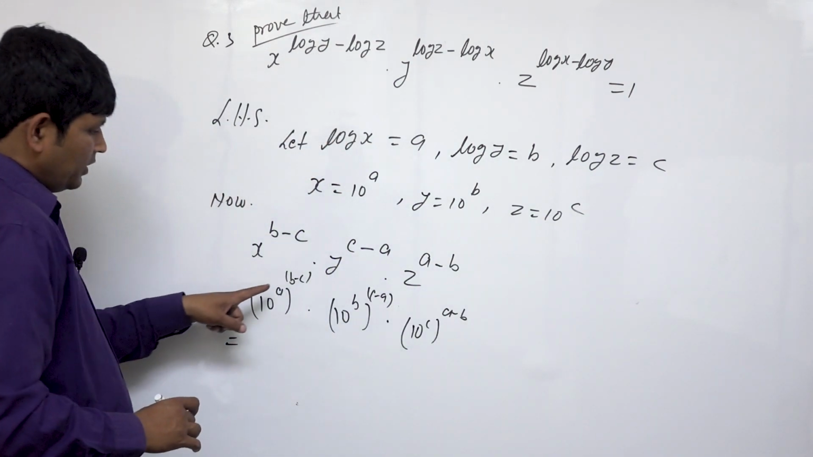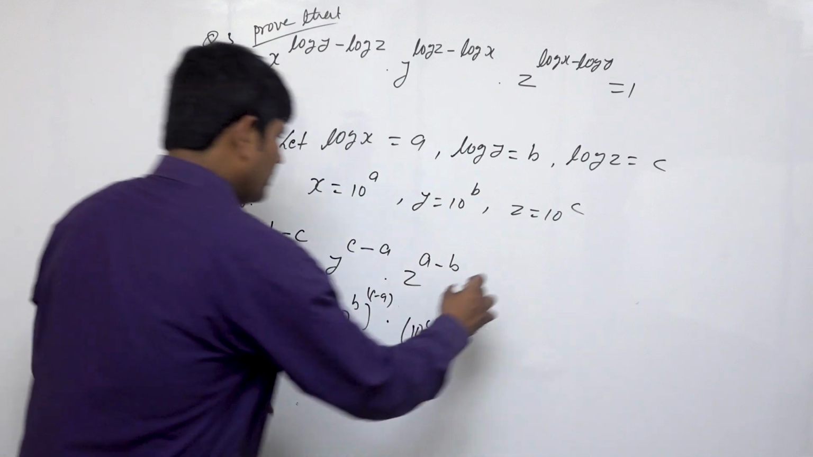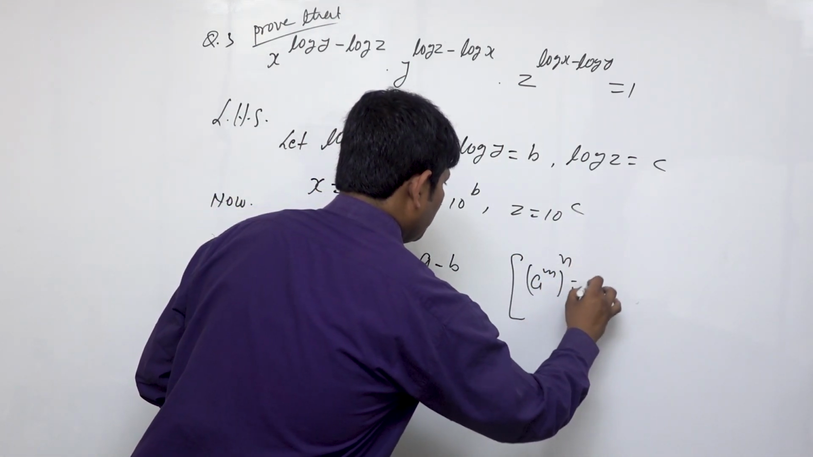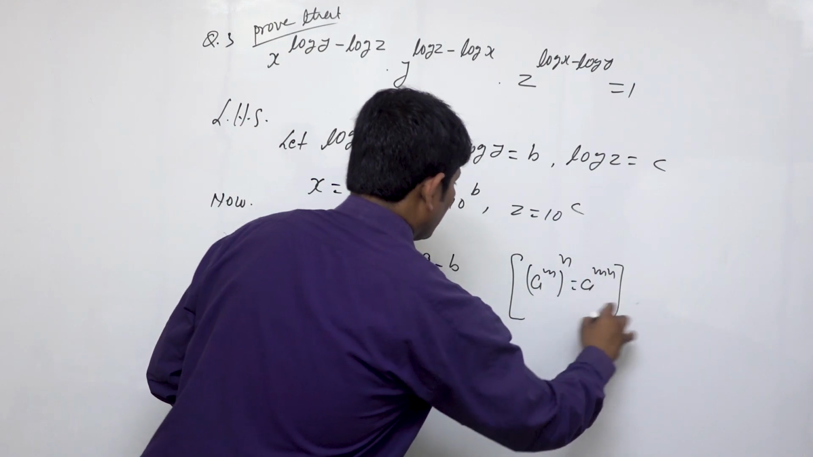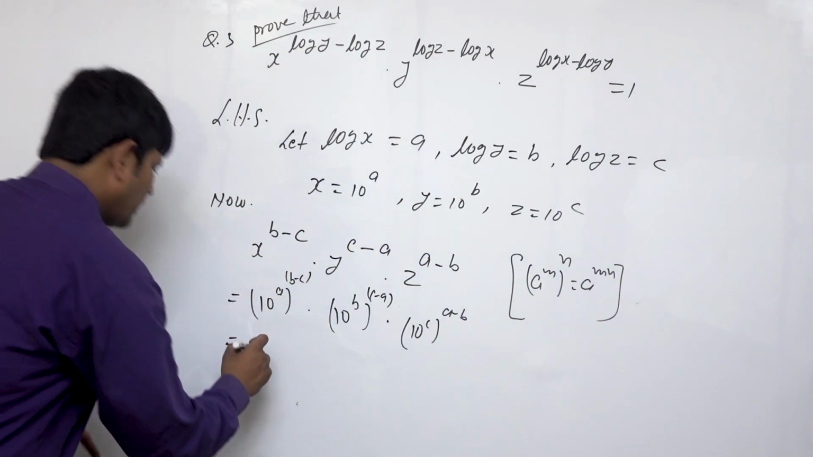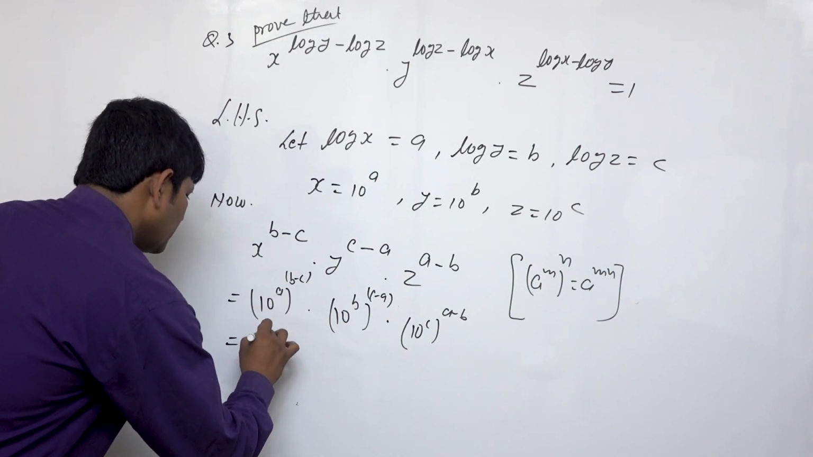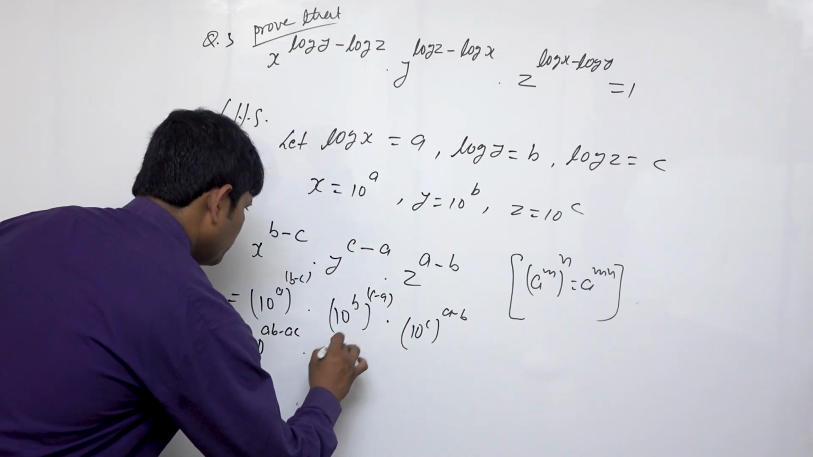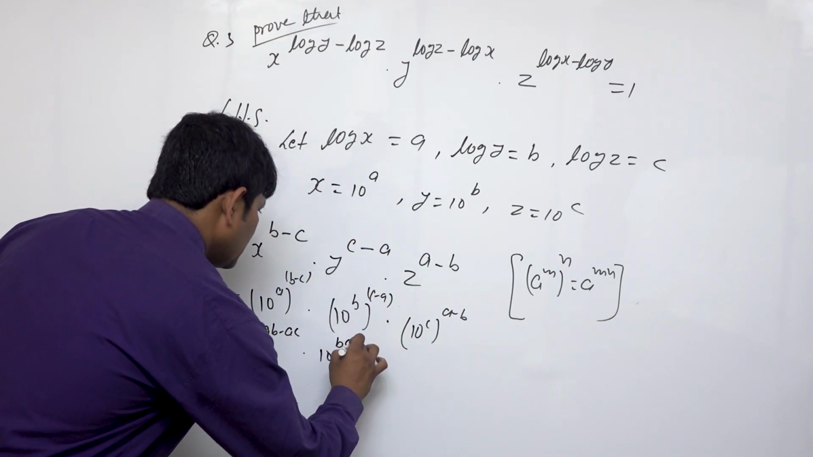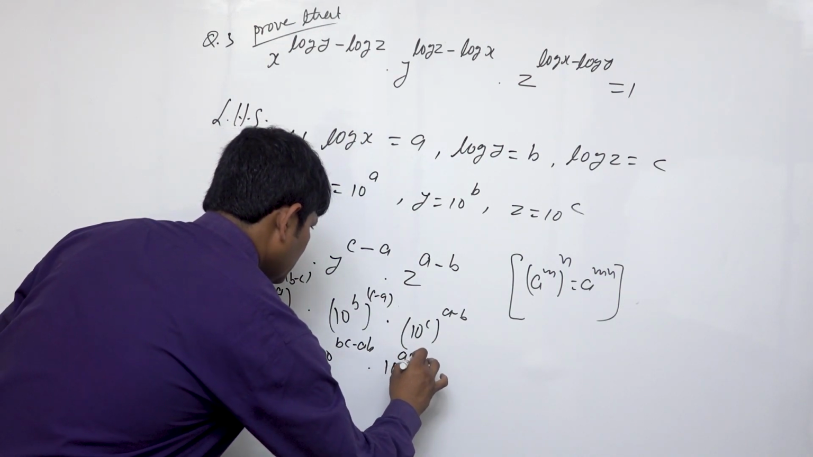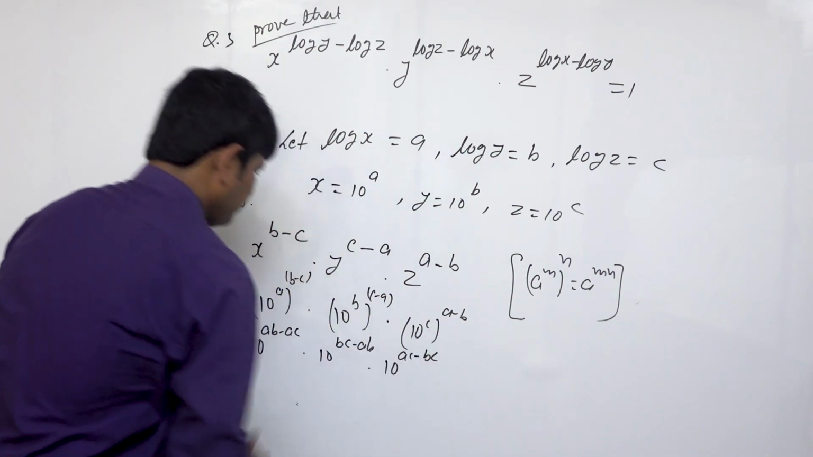Now what will happen? The law of indices says, what is the law of indices? a to the power m to the power n becomes a to the power mn. This is the law of indices. So a gets multiplied with b minus c. That becomes 10 to the power ab minus ac, times 10 to the power bc minus ab, times 10 to the power ac minus bc.